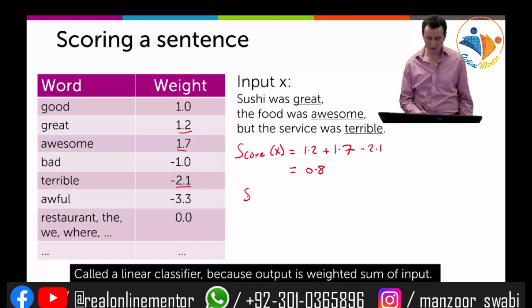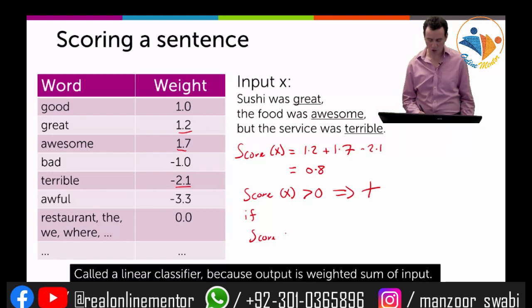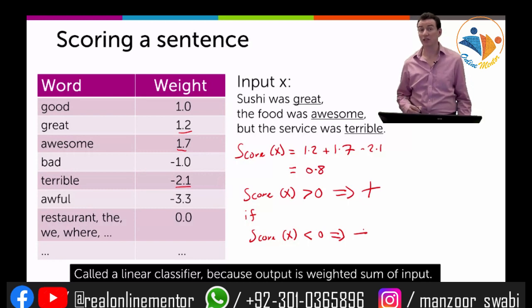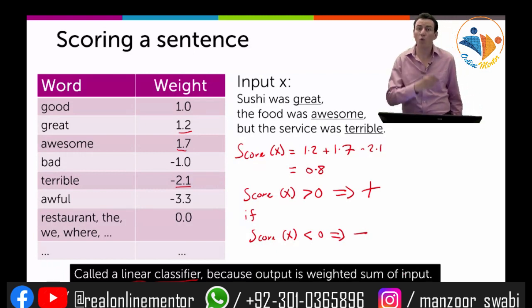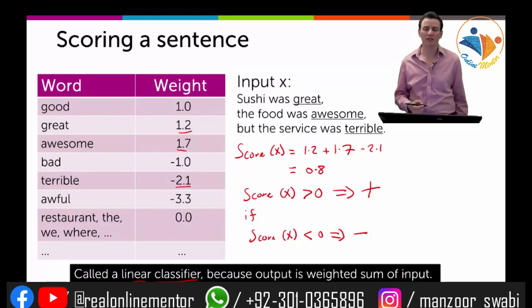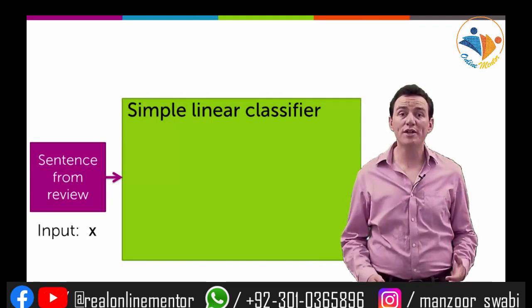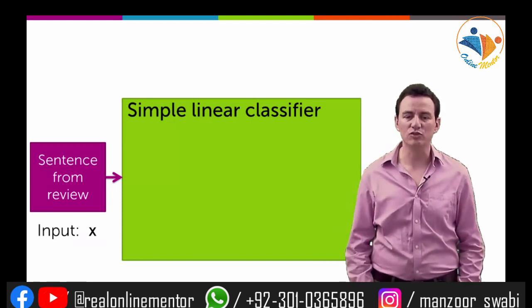And the key here is that since the score of the sentence is greater than 0, we're going to predict that it's a positive sentence. If the score were the opposite, if the score of x were less than 0, then we'd have predicted it's a negative sentence. So this is how a linear classifier works if you know the weights of each word. And this is called a linear classifier because the output is basically the weighted sum of the inputs. Just weight what features appear, what words appear in the input. So we're working with a simple linear classifier to start out with.